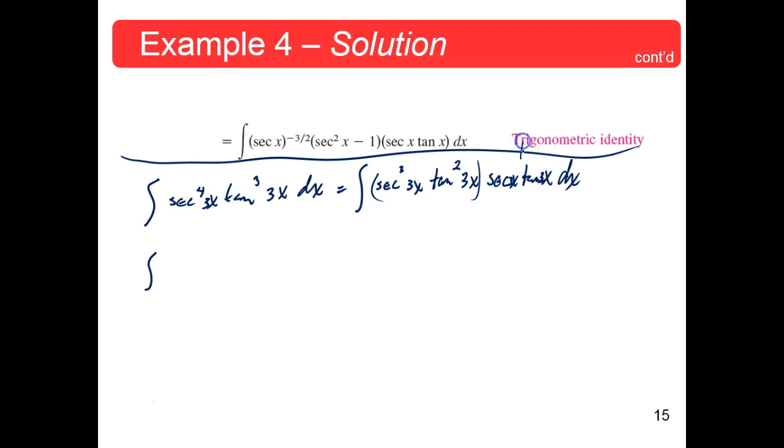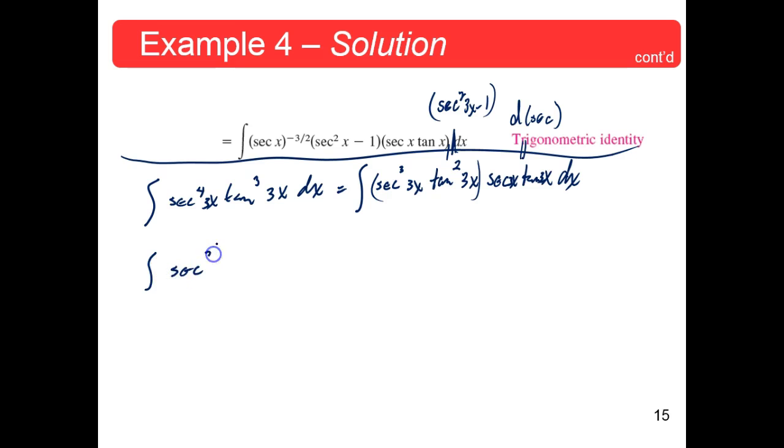This is the derivative of secant. This is a secant. Yeah. We want to change the tangent squared to secant squared minus 1. Exactly. So, what will that be? Tangent squared is? Secant squared minus 1. Okay. That's what this is. So, that's what we write down here.